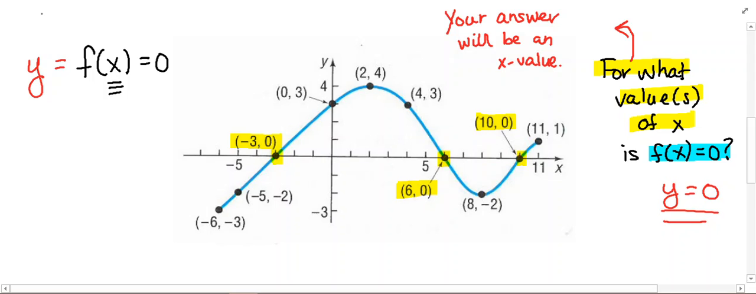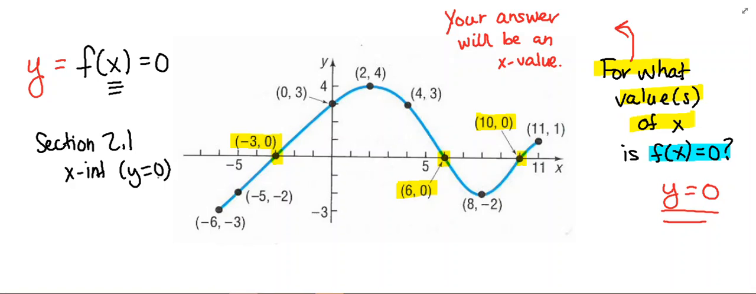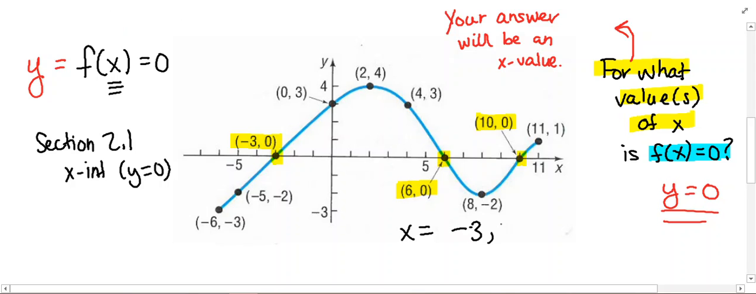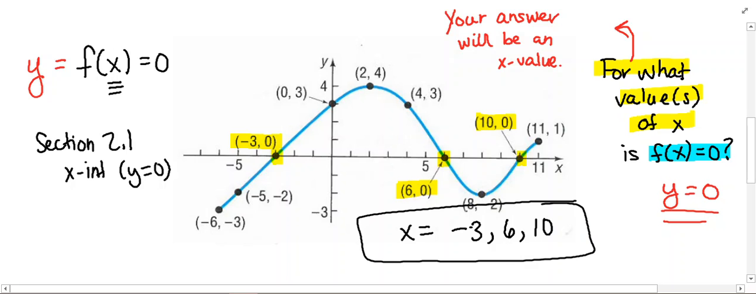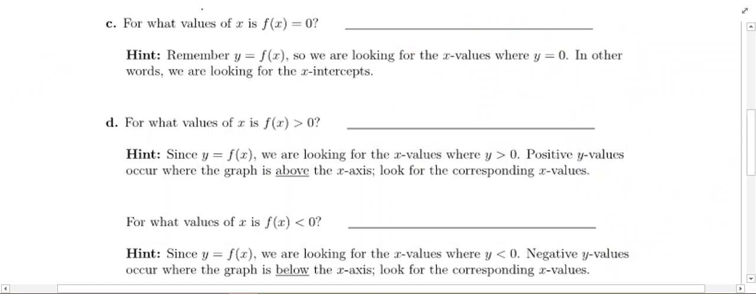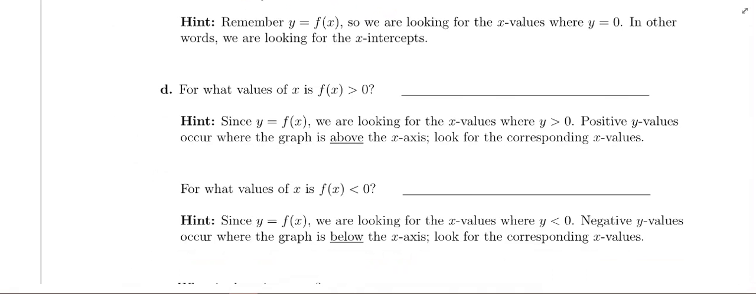Doesn't this ring a bell from section 2.1? What did we learn? X-intercept. How do you find an x-intercept? You set y equal to 0. So really this question is asking you for the x-intercepts. To answer the question for what value or values of x does the y value equal 0, the answer is going to be these 3 particular x values: -3 and 6 and 10. These are the x values that have a y value of 0. I'm going to return to page 2 here and write down this answer. So x equals -3, I've already forgotten, -3, 6, and 10.